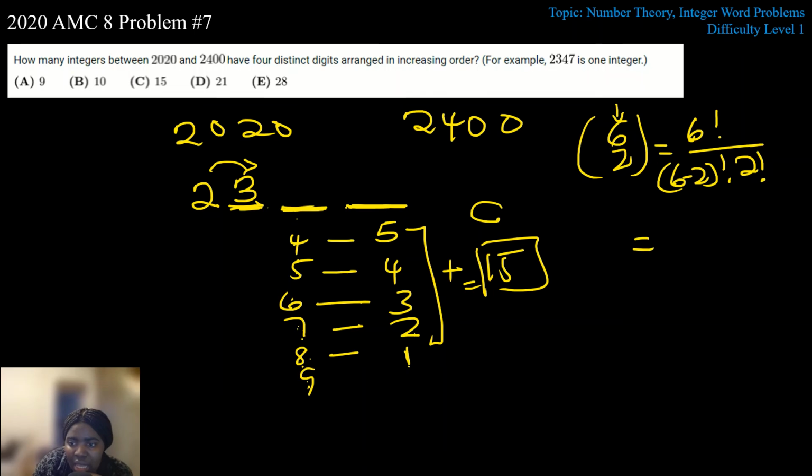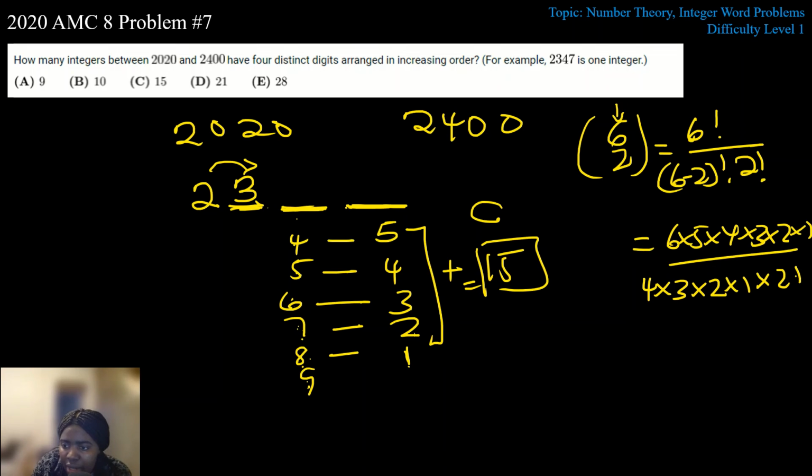So that gives me 6 times 5 times 4 times 3 times 2 times 1, all over 6 minus 2, that's 4, so 4 times 3 times 2 times 1. And then 2 factorial is just going to be 2 times 1. All right, so let's see what we can cancel out here. This 2 cancels out that one, and then the 4 and the 3 also cancel out. So we're left with 30 divided by 2 times 1. So that's 15. Same answer.